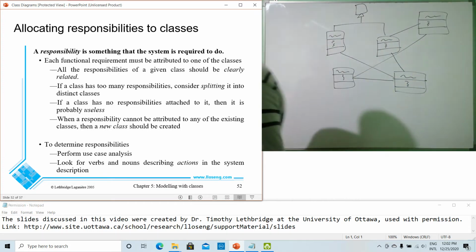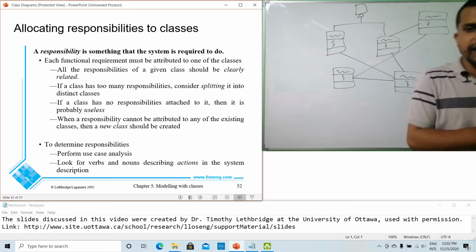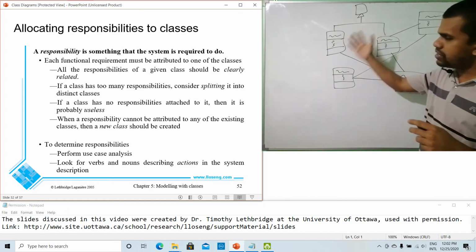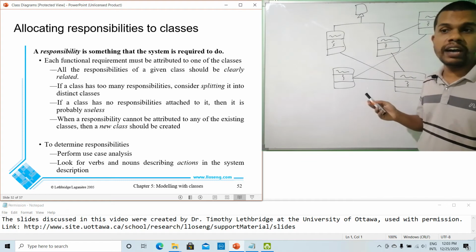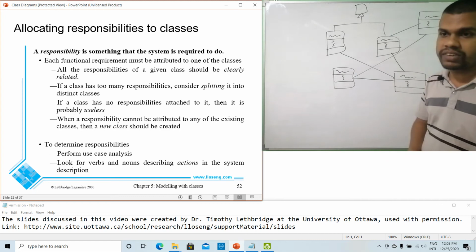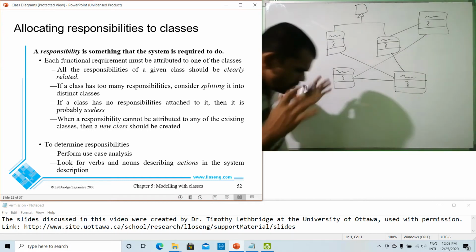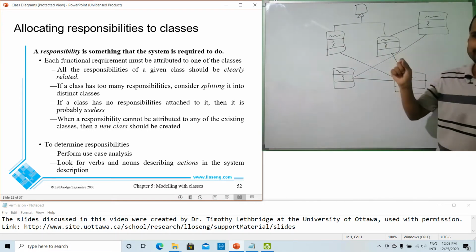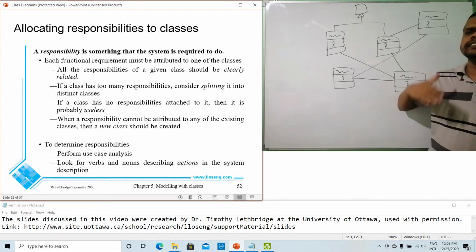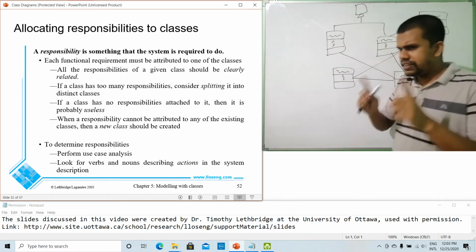Okay, and now the last step: when a responsibility cannot be attributed to any of the existing classes, then a new class should be created. So if you consider one particular responsibility, and it cannot be attributed to any of the classes we have found so far, then we might think of proposing a new class to our class diagram. Okay, so those are the things. Now you still do not have a clear understanding of what a responsibility is. I just told you responsibility and so on, but then you will understand it.